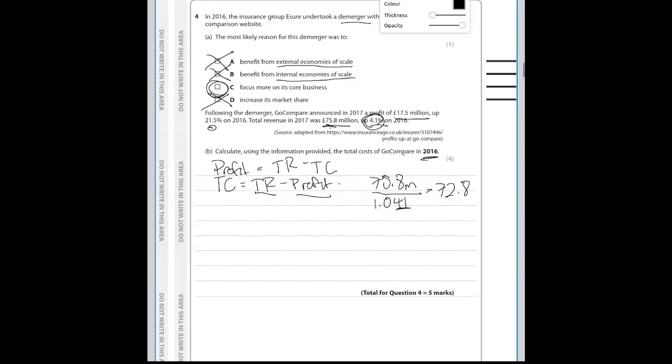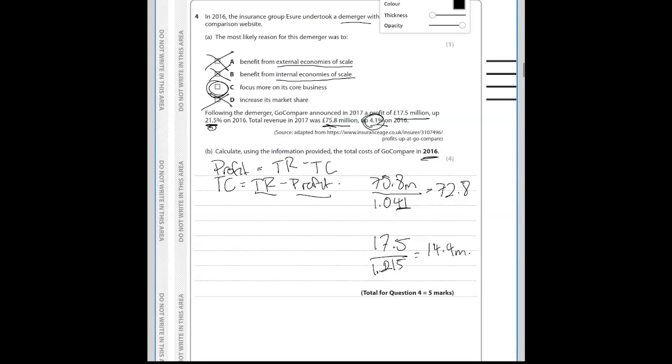Another way of thinking about this is if you wanted to calculate a 4.1% increase from the 2016 number, you would multiply that 2016 number, 72.8, by 1.041. So this is rearranging the formula where we divide by that value to reverse that process. And I'll do the same thing with my profit from 2017. So that's 17.5 million. I'm going to divide it by 1.215, taking this 21.5% value. And that's going to give me 14.4 million.